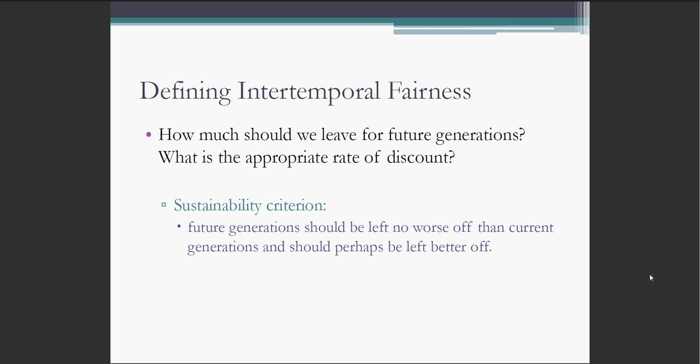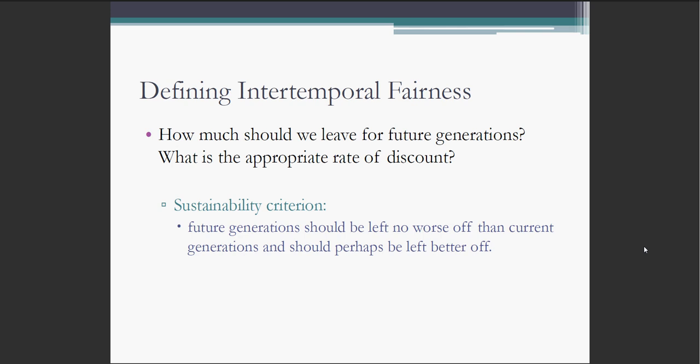Although the present value of net benefit between the generations was maximized, is this fair? A dynamic efficient allocation will not automatically satisfy the sustainability criterion, but can be consistent with sustainability. Sustainability criterion is shown here. It means that future generations should be left no worse off than current generations and perhaps be left better off. And the problem with the present value of net benefits is that generation 1 still receives more positive benefit than generation 2.